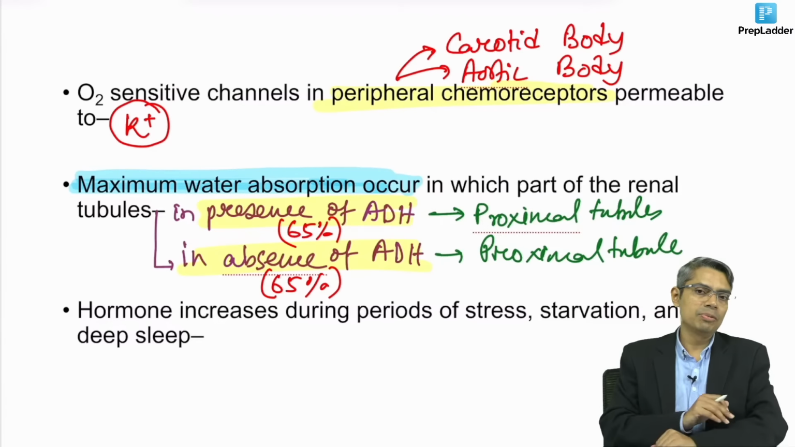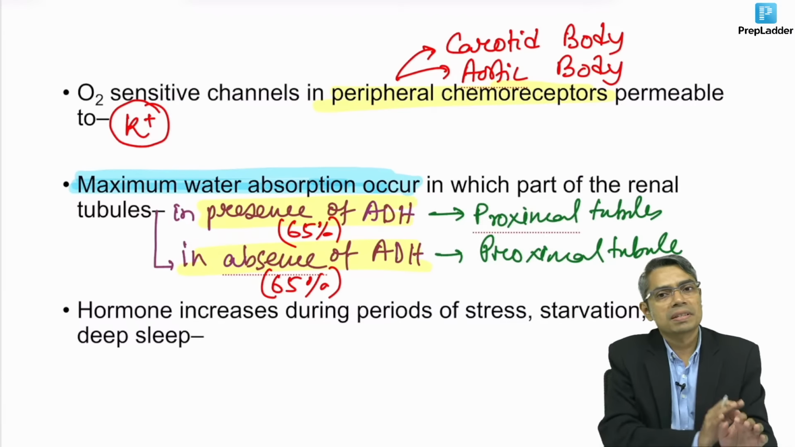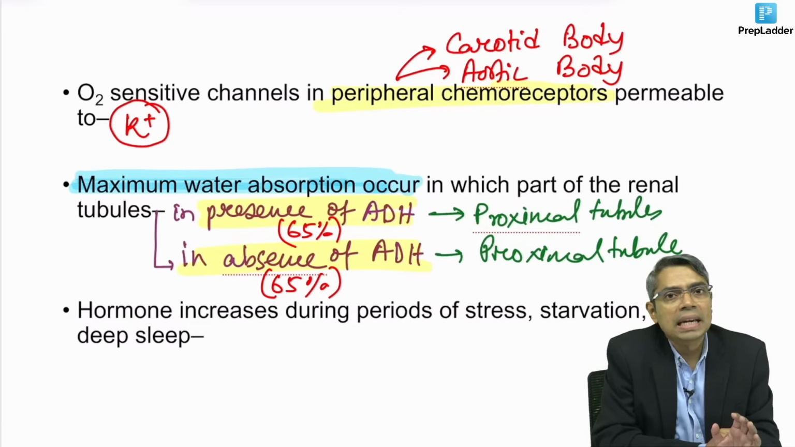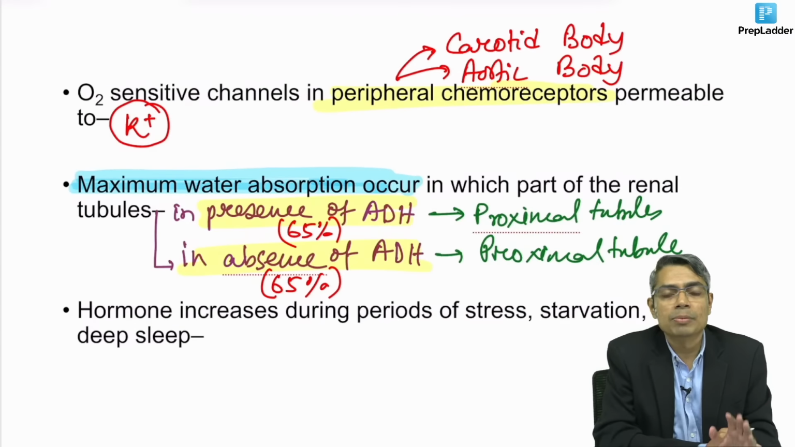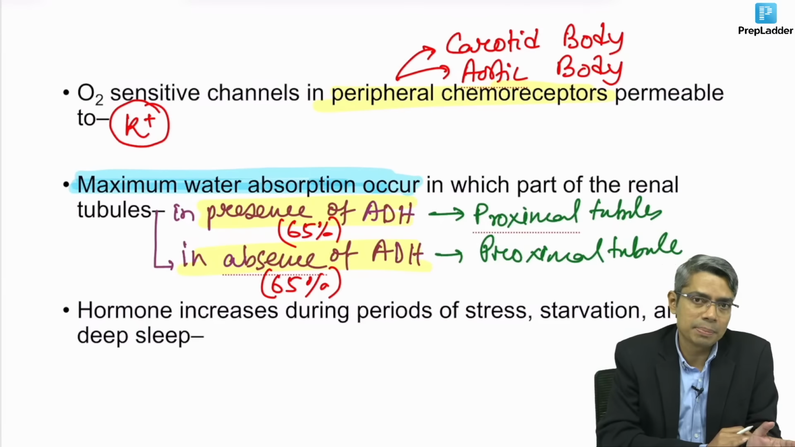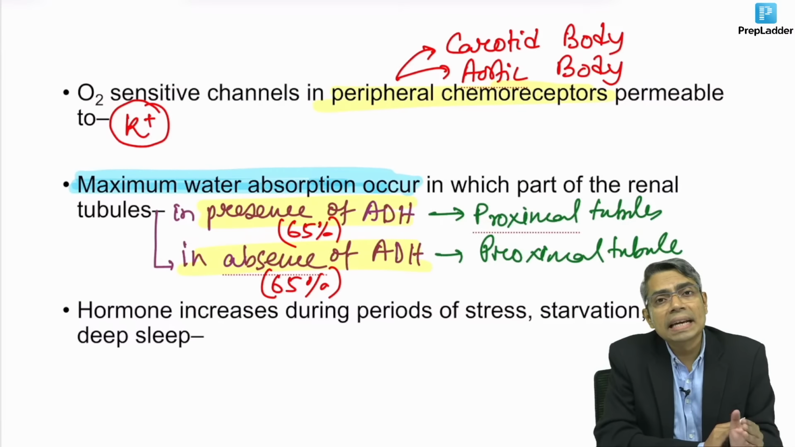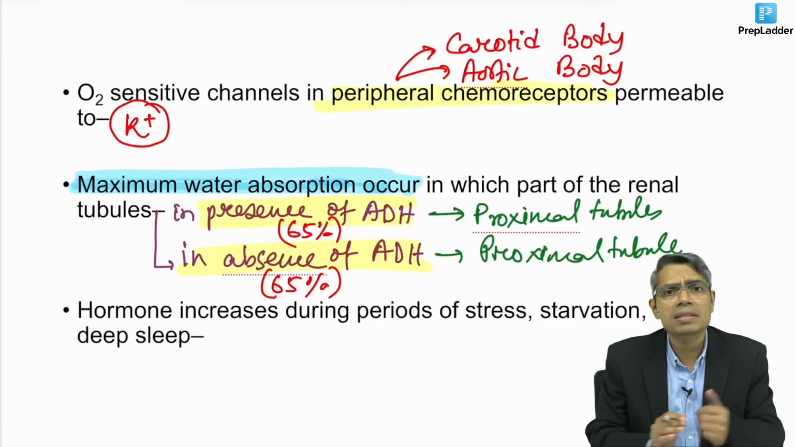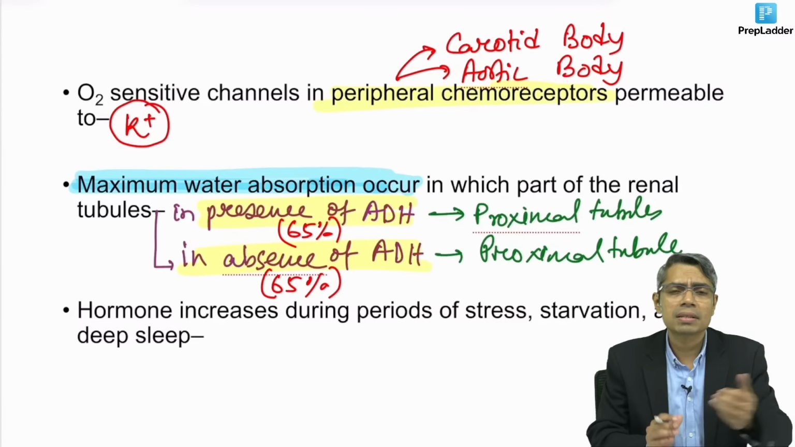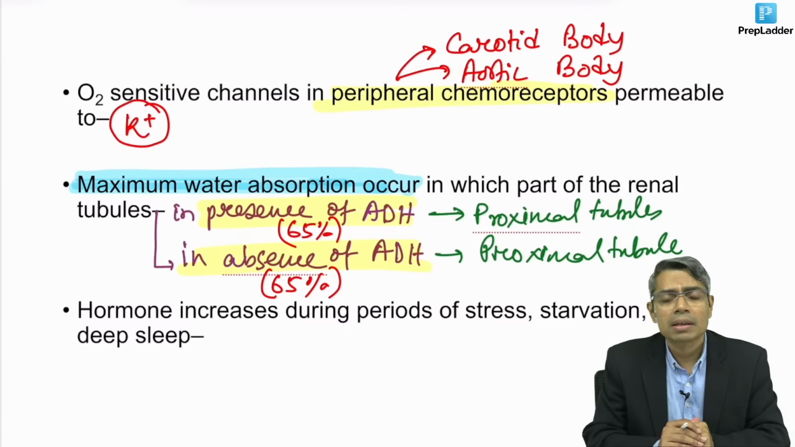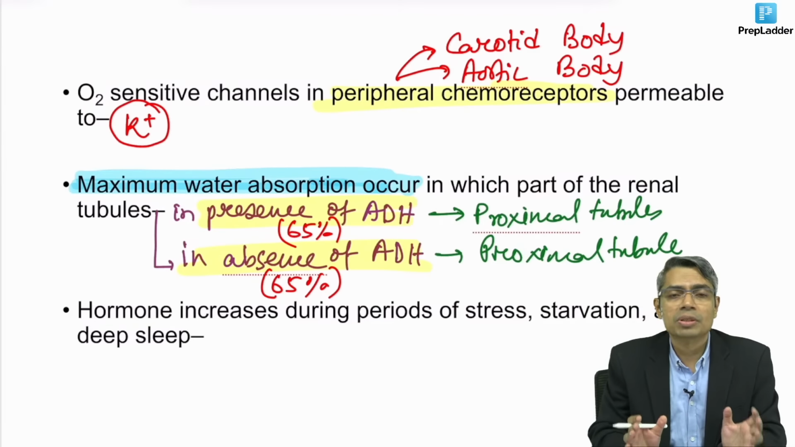Don't make any confusion. Getting my point? So, it is always 65% in the proximal tubule, because ADH cannot affect water reabsorption in the proximal tubule. If the question is where ADH is increasing water reabsorption, then your answer is the distal tubule and collecting duct. But if the question is where water reabsorption is maximum, it is 65% in the proximal tubule.